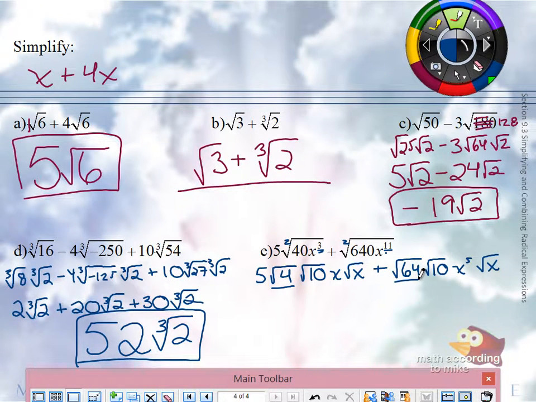What is 5 times the square root of 4 cleaned up? 10. That combines with this x to make 10x on the outside. What stays underneath the radical for the first term? And then x right here. 64, the square root of 64 is 8. X the fifth. What's underneath the radical? 10x.